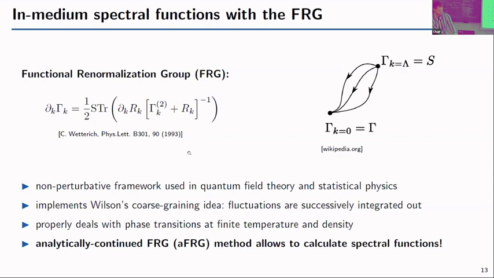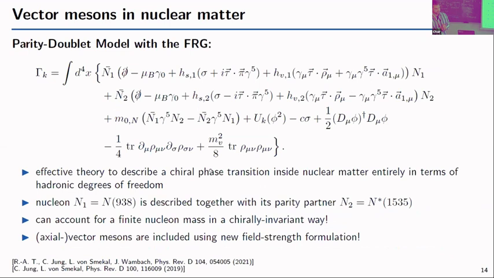Okay, what we did recently was we used a parity doublet model as an input for this FRG approach. Here you see basically the Lagrangian or the effective action that we used. So we have the nucleons, which are N1, and the parity partners of the nucleons, which is N2, the N star 1535, which can interact with mesons and vector mesons. So in particular, the sigma, the pions, the rho, and the A1.